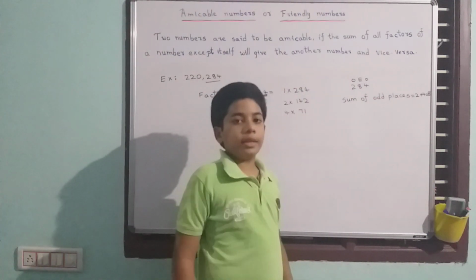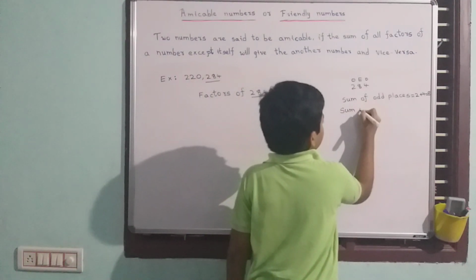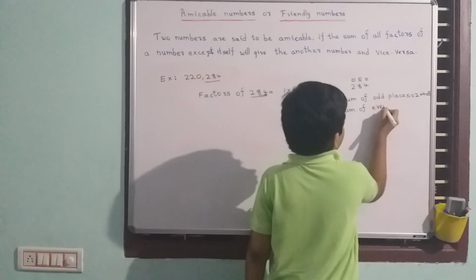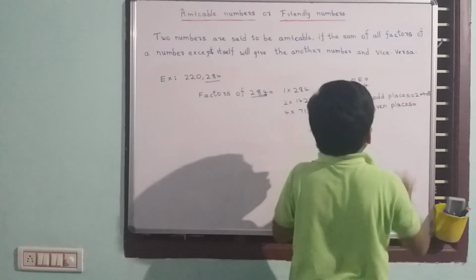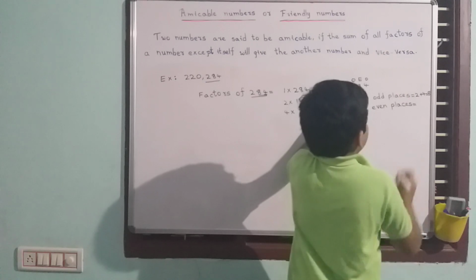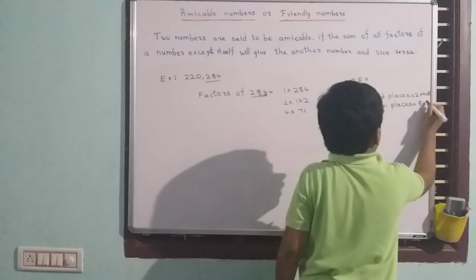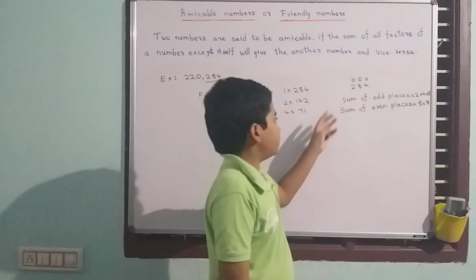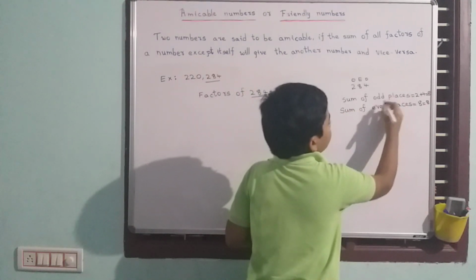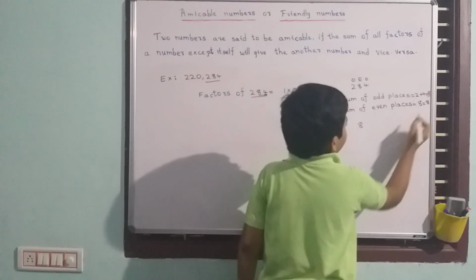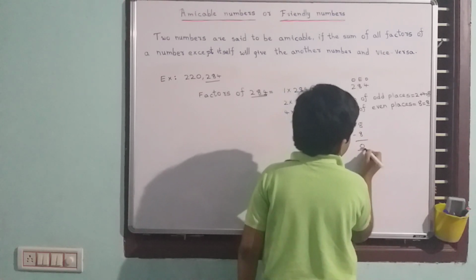Now we have to add the even places. Sum of even places. Here only one digit is in an even place, that is 8. So there is no other digit, so the sum is 8. Now we have to find the difference between the sum of odd places and even places. Sum of odd places is 8. Sum of even places is 8. 8 minus 8, 0.